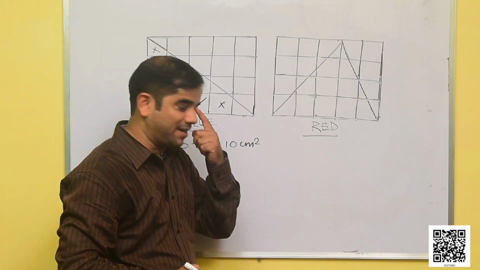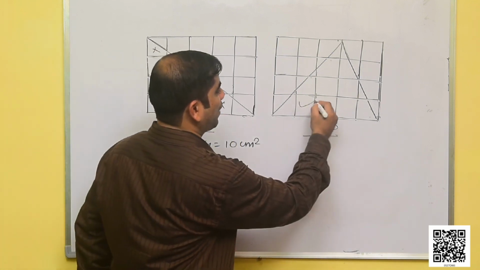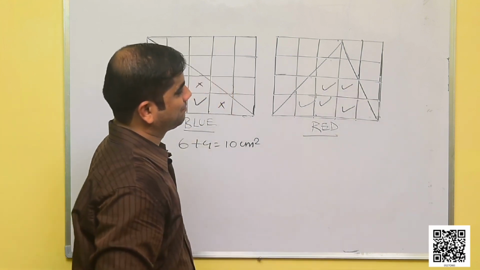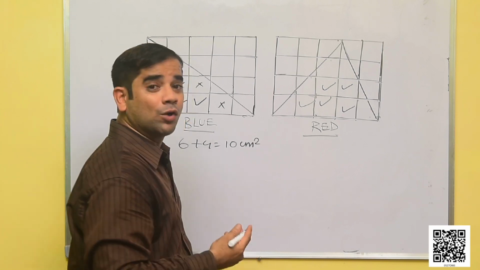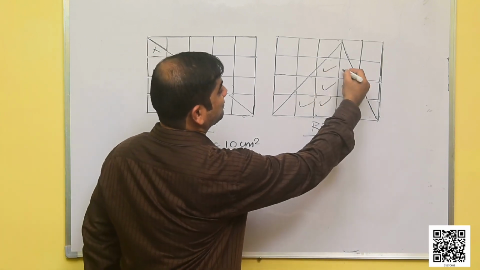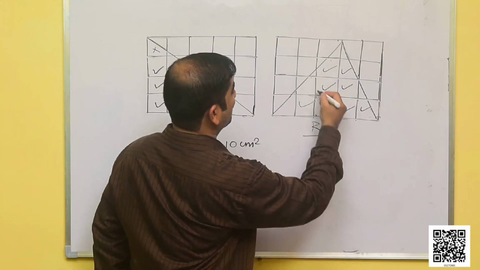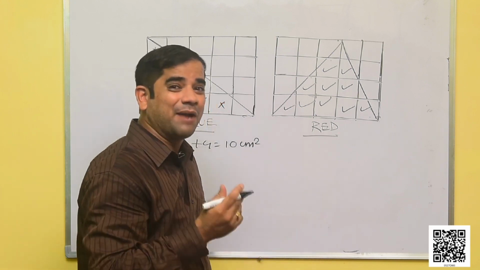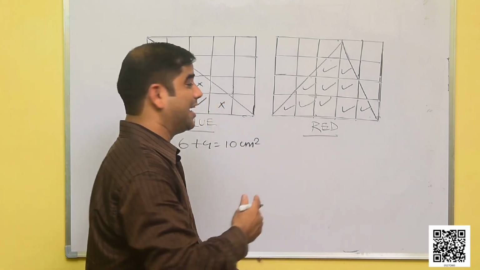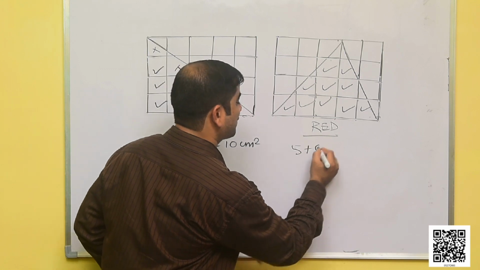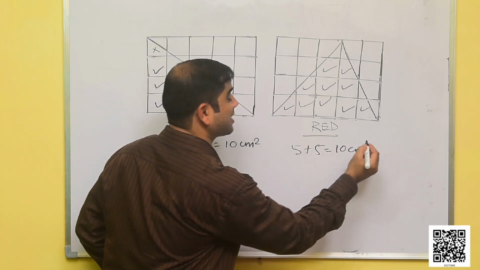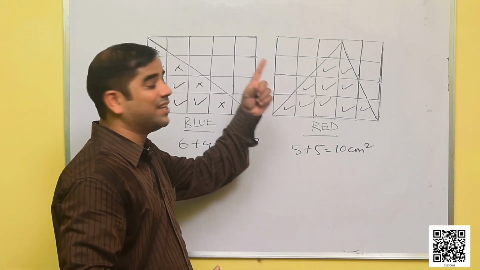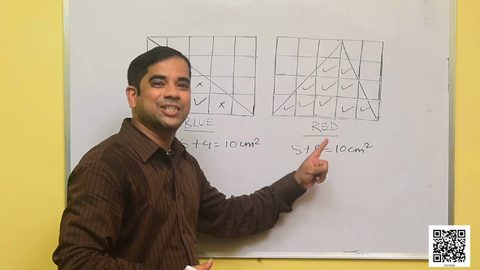Let's go to the red triangle. Okay. Here we have 1, 2, 3, 4, 5 full squares. And how many squares having more than half area? 1, 2, 3, 4 and 5. So 5 full squares and 5 squares having more than half area. So in total we have 5 plus 5, 10 centimeter square of area. So it's also half of the area of the rectangle, 10 centimeter square.